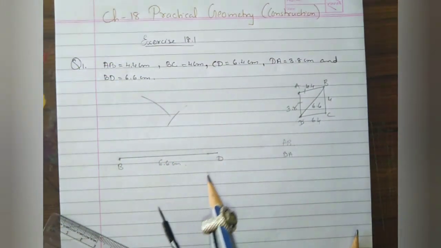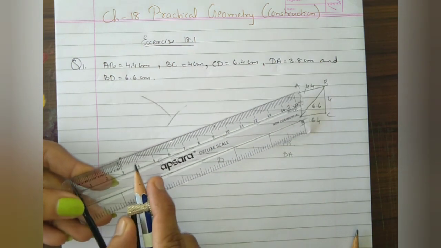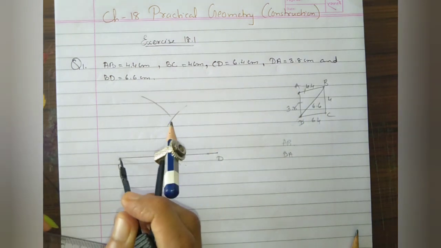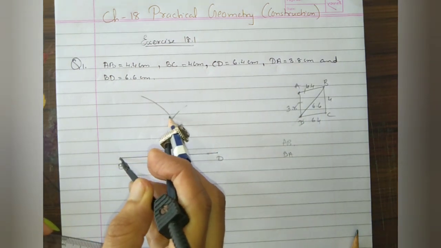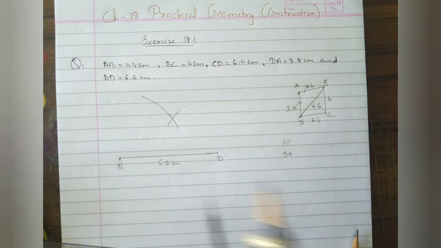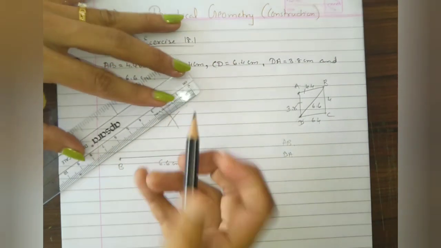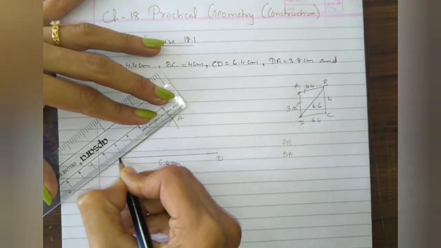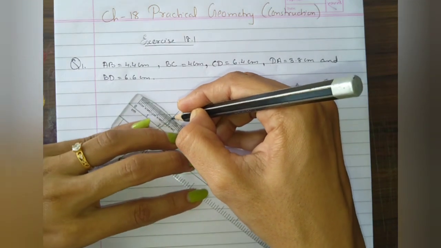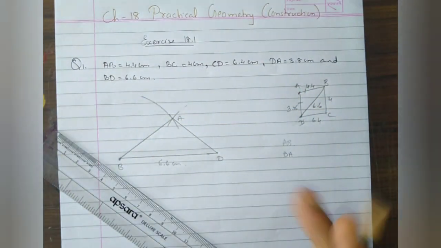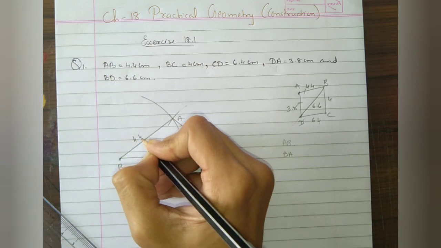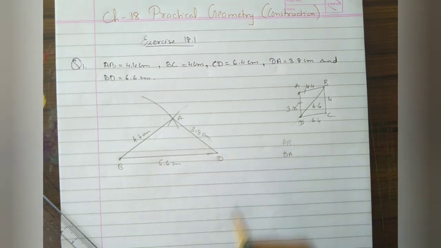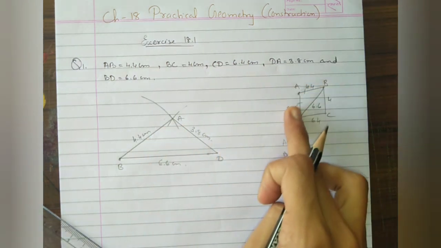So again you have to take AB as 4.4 cm to extend the line. Then give this point A. Join AB and join AD. Okay, so this AB is 4.4 cm and AD is 3.8 cm. Now we had done this triangle first.